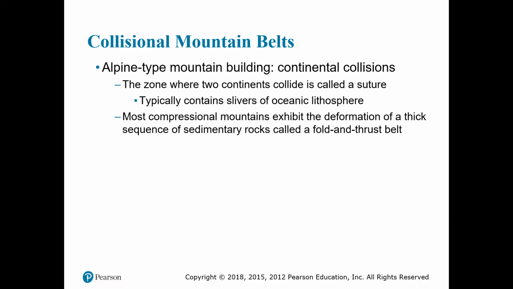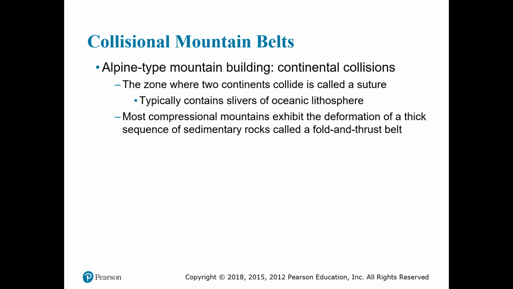Now we'll look at another type of collisional mountain belts with our alpine type mountain building. And this is the zone where two continents collide. So with our Cordilleran, it's when pieces collide, so these island arcs or microcontinents. So now we're going to look at what happens when two whole continents collide.